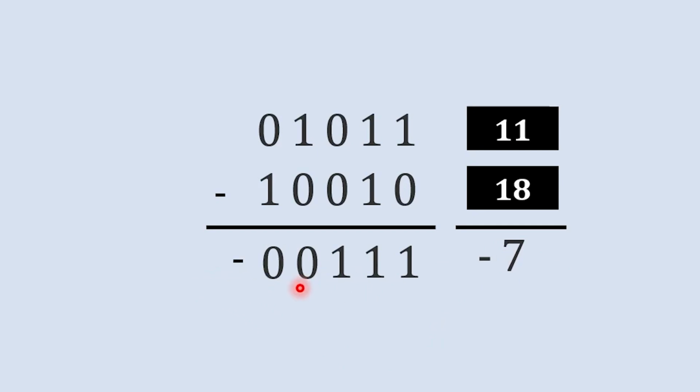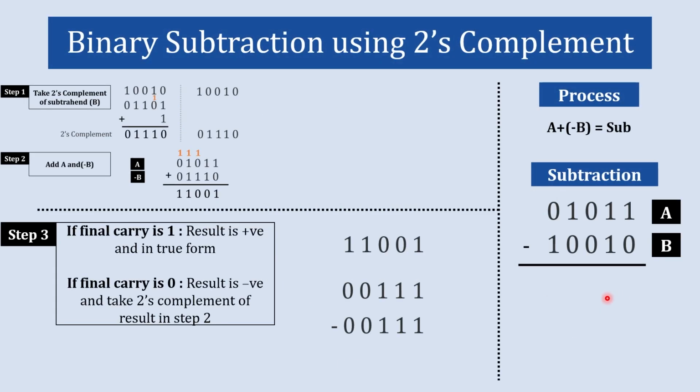So this is our final answer, and let's compare it with our previous calculation where we subtracted binary numbers using 2's complement method. Let's write that answer over here. It is minus 00111 and it is the same as this answer. So that's how we do binary subtraction using 2's complement.